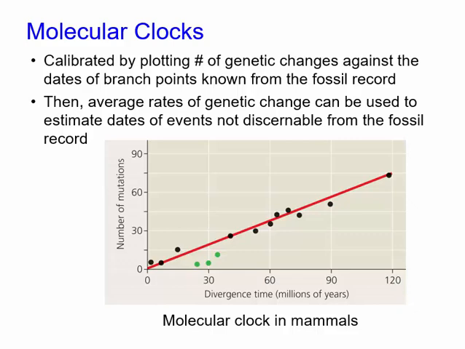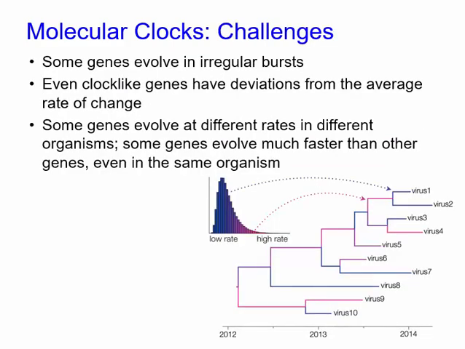So if we say, okay, there's 100 nucleotide substitutions in a hemoglobin gene between these two organisms, and we know based on our fossil data that their common ancestor was around 30 million years ago, or whatever it happens to be, that allows us to determine what that rate of change is as it applies to the number of years. Now, there are some challenges to this.